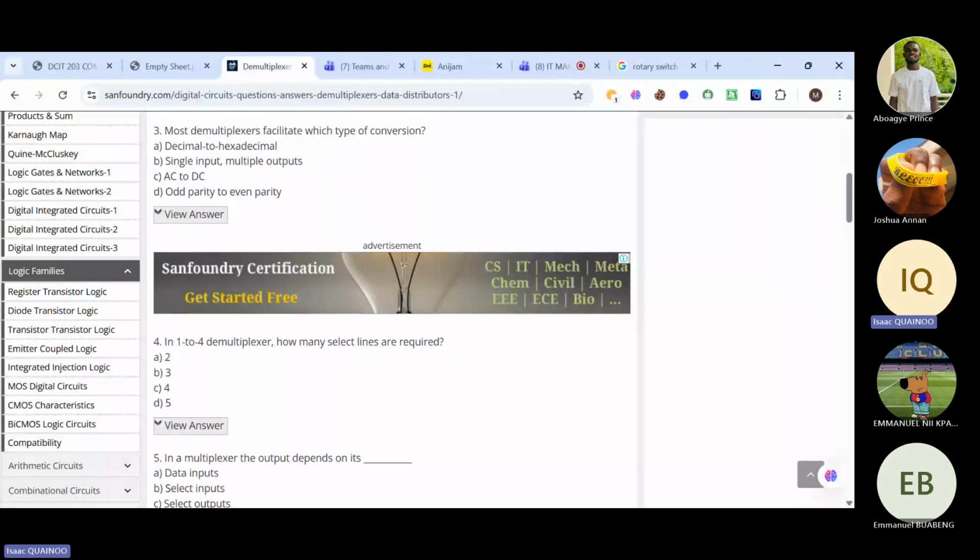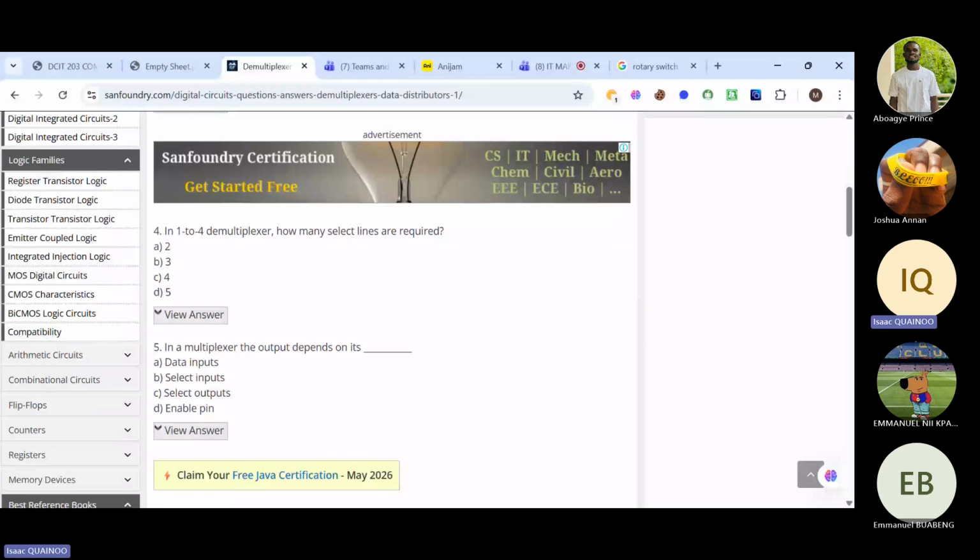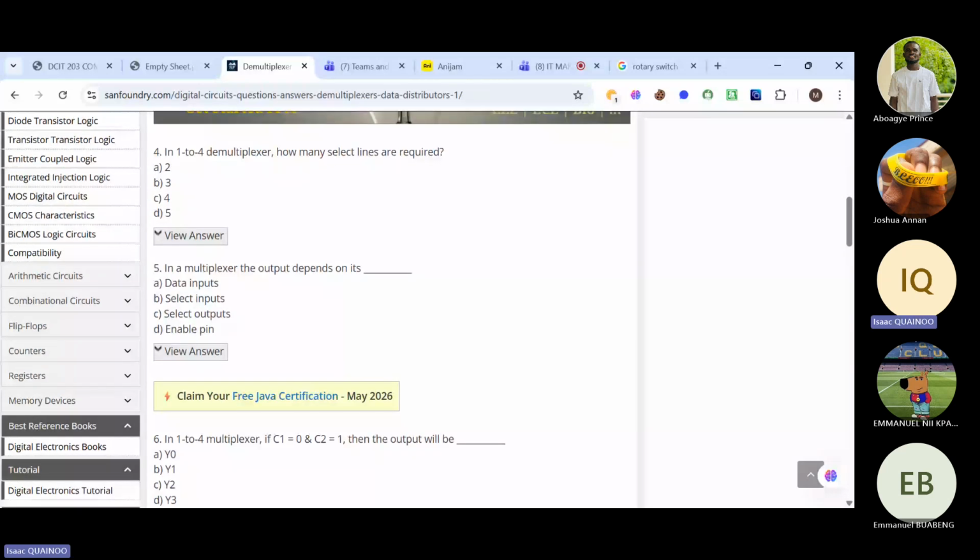They tackle those conversions, not a multiplexer or demultiplexer. So question 4. In a 1 to 4 demultiplexer, how many select lines are required? A, 2, B, 3, C, 4, and D, 5.